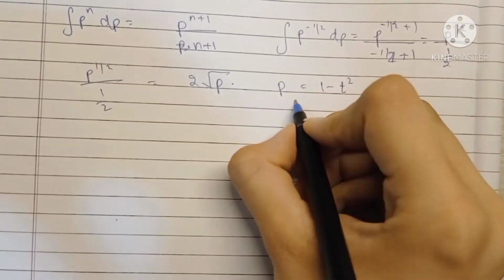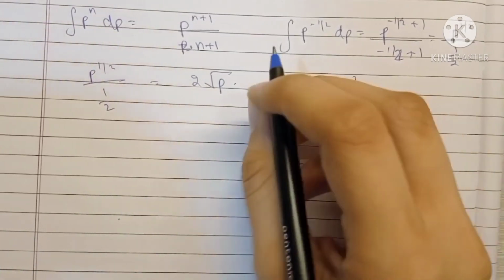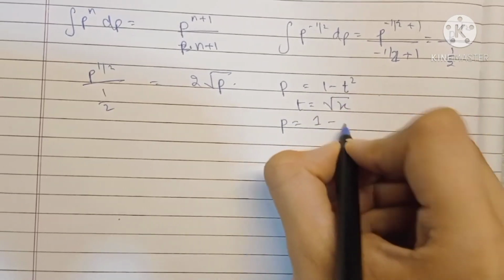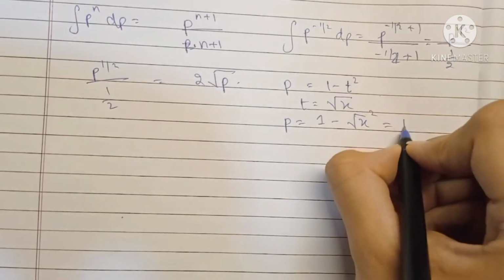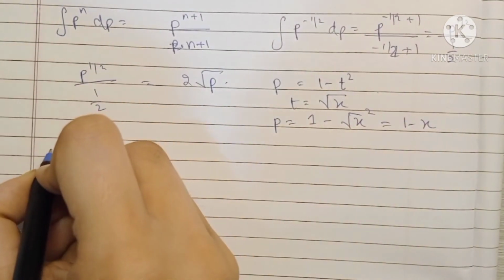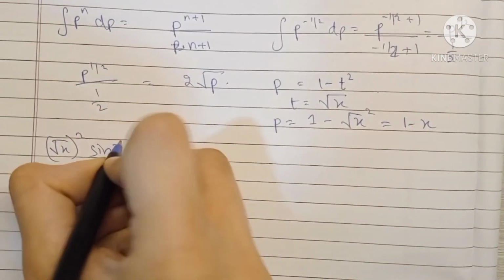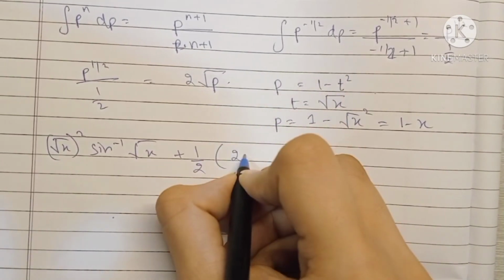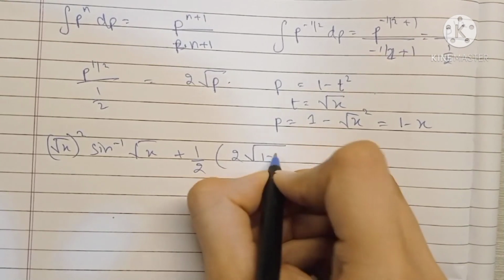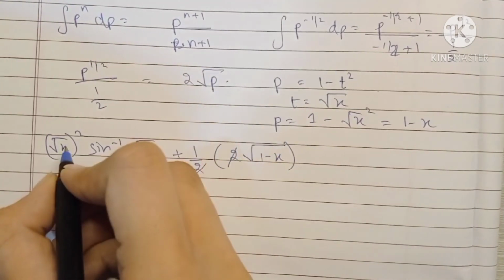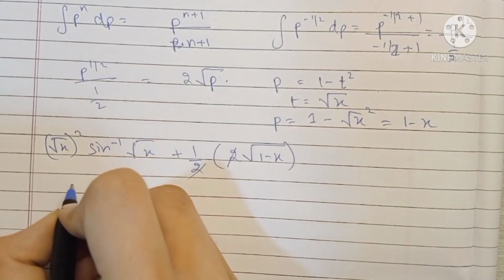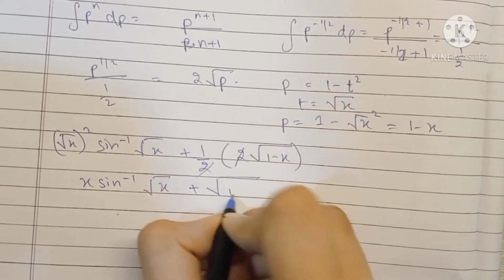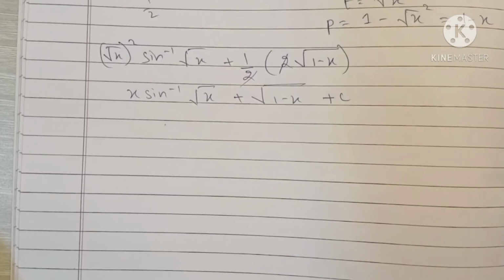And remember that t was root x. So now we're going to take everything in terms of x. So t is root x and p is 1 minus root x square, which is 1 minus x. So we have root x square sine inverse root x plus half into 2 root 1 minus x. The 2 and 2 get cancelled and root x square becomes x, so we get x sine inverse root x plus root 1 minus x plus c. And this is the final answer.